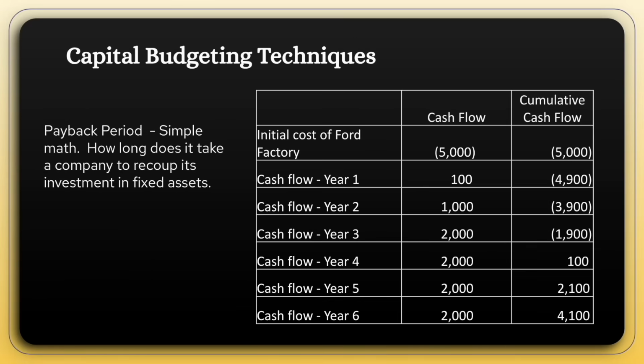So in this example, we have a Ford factory. Initially, it costs $5,000 to invest in this Ford factory. However, as the years go on, it generates positive cash flows. So payback period essentially looks at how long it takes for the company to achieve a net positive cash flow. And as you can see, initially, the cumulative cash flow is negative until year 4, when it finally breaks positive.